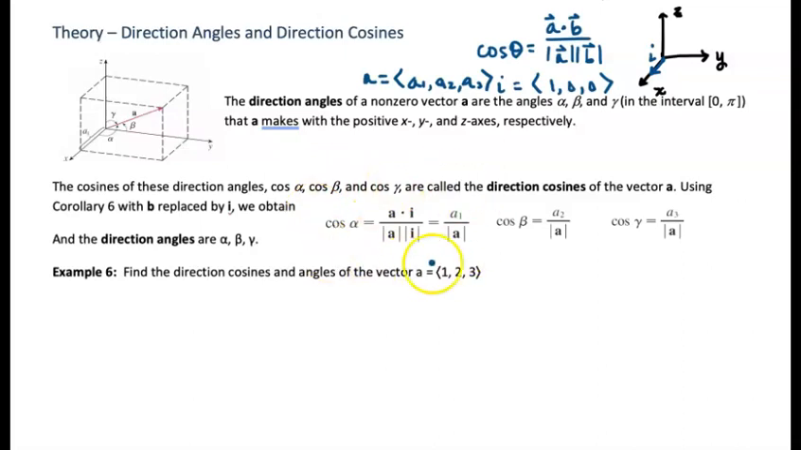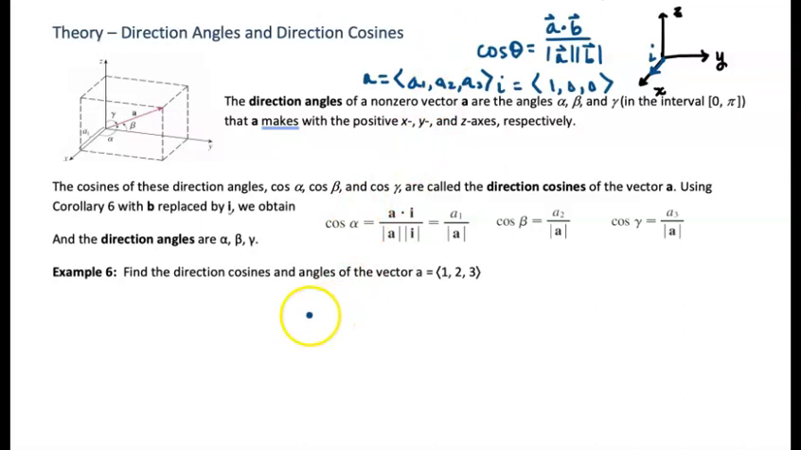We've got the same exact formula, but we're just simplifying it because now we just want to know the directional cosines and angles of this vector with the unit vector. These directional cosines just give us essentially the contributions of each component to that unit vector. So let's look at an example. Find the direction cosines and angles of a vector A equal to (1, 2, 3).